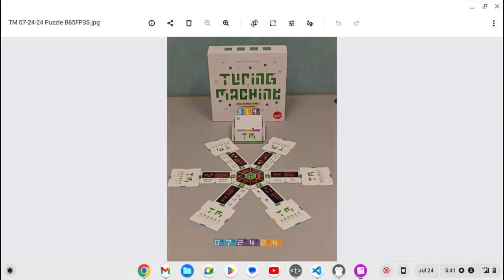Let's begin. Today's July 24th, 2024, and we're solving the Daily Turing Machine Puzzle. Today's puzzle uses 6 criteria cards and 6 verification cards. Let's go to turingmachine.info for the details.